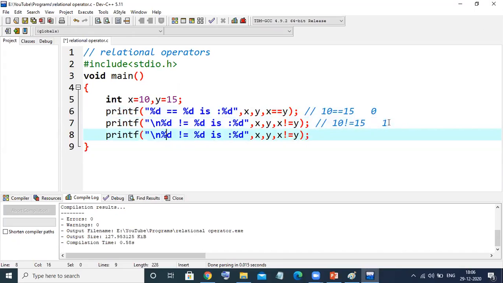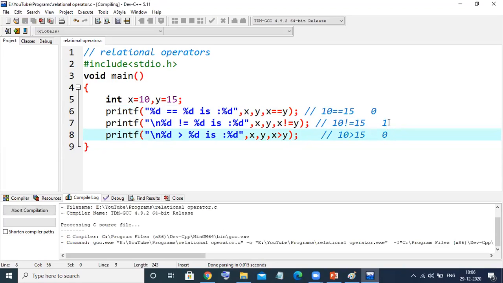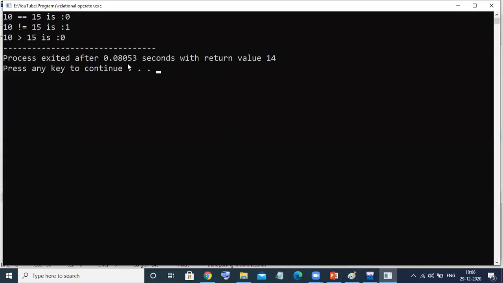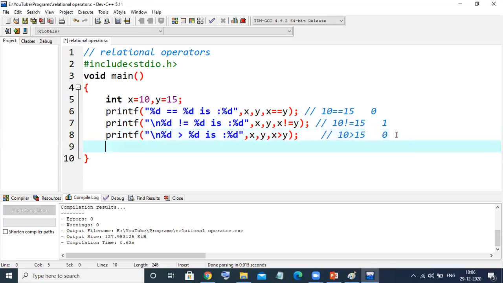Which one is the next one? Greater than. This is the symbol. All symbols are available on your keyboard only. You just need to press shift and then that symbol. X, Y, and here we're checking x greater than y. So let's have one comment here. Is 10 greater than 15? What's your answer? No. So it's going to return 0. Check it out. See the result here. It's 0.